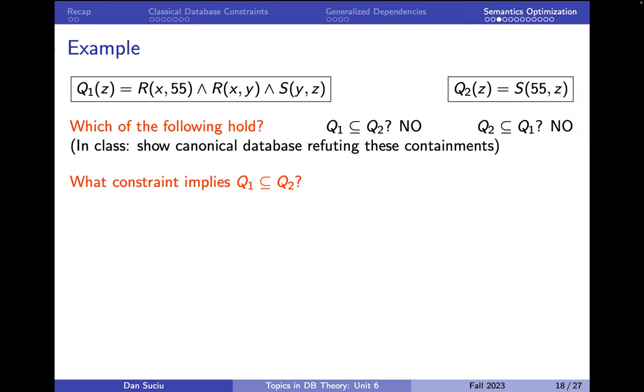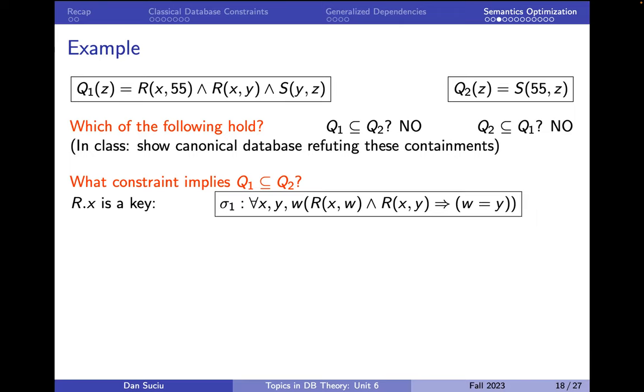So now my question to you is the following. Imagine a constraint. Think about a classical one. Don't try to come up with something very smart. That ensures that Q1 is a subset of Q2. Yes? A functional dependency from X to Y. Or equivalently, X is a key.